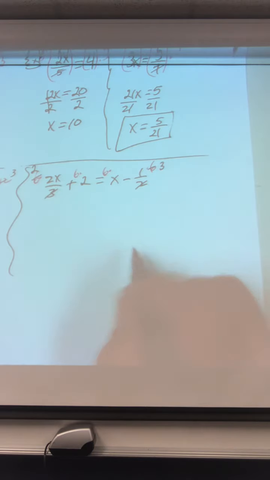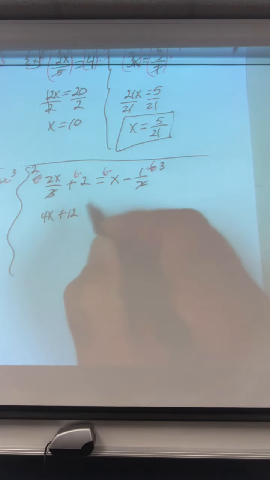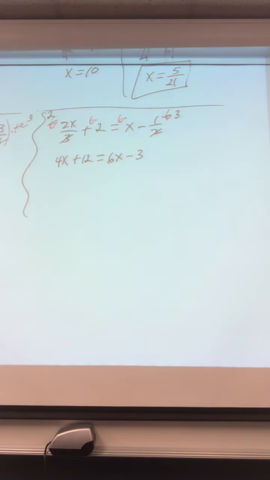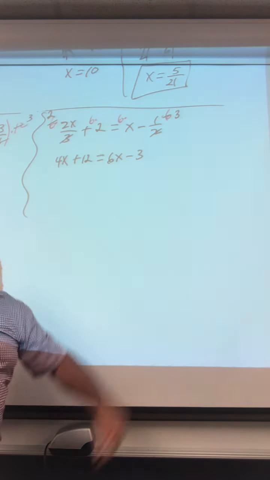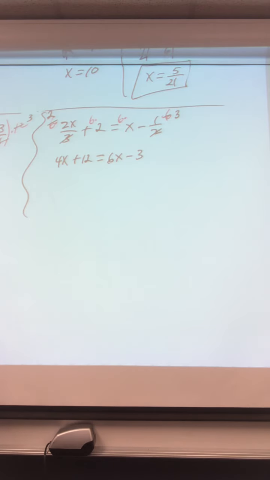Now let's multiply what's left. So this would be 2 times 2x, which is 4x, plus 12 equals 6x minus 3. Now, if you look now, we did this last time. This is that two-step problem. So I'm going to try to do it in one step, just so you'll see it again. I really would like for you to get to where you can do this in one step.